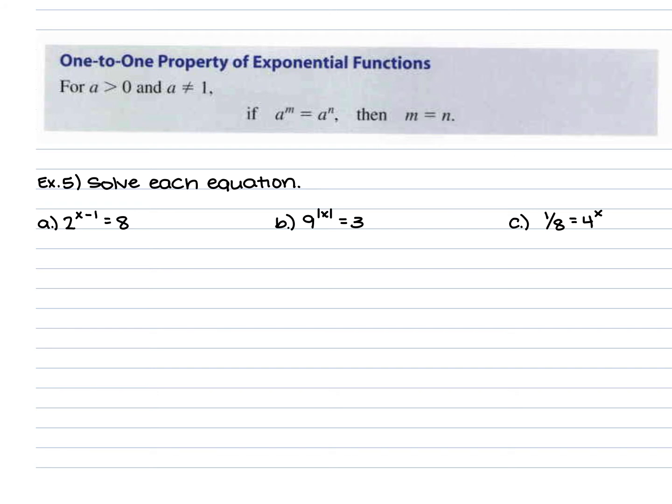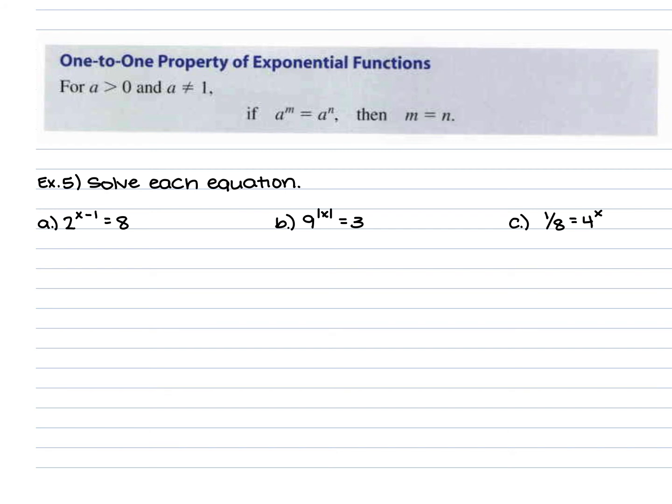For our next set of problems, we're going to be just solving these equations. For each of these equations, our variable is in the exponent. When this happens, you want to make sure that each side of that equal sign has the same base. Once each side has the same base, you can actually cancel out the base and just work with the exponent.